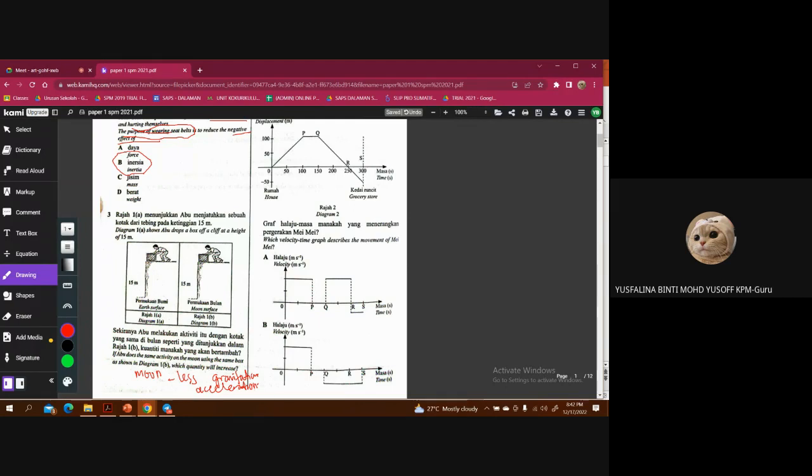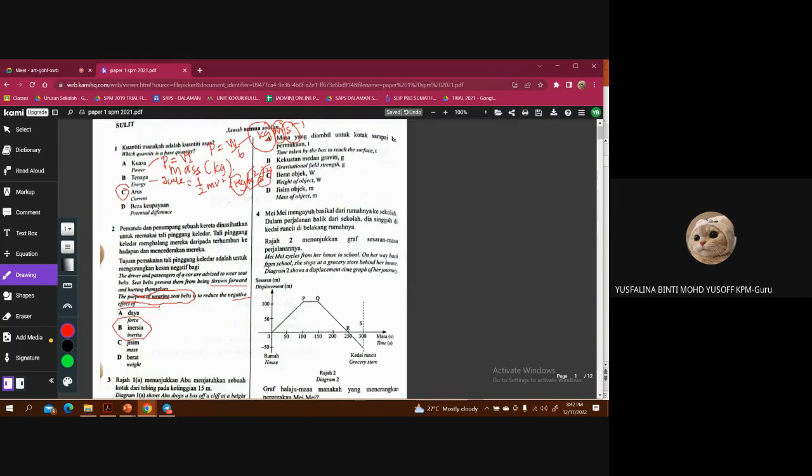The question asks, which quantity will increase? The first answer is the time taken for the box to reach the surface. Yes, of course, because the acceleration is decreasing now, the box will move slower. So the answer is A.